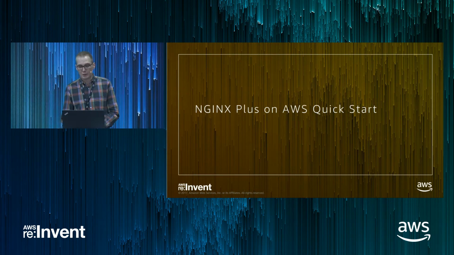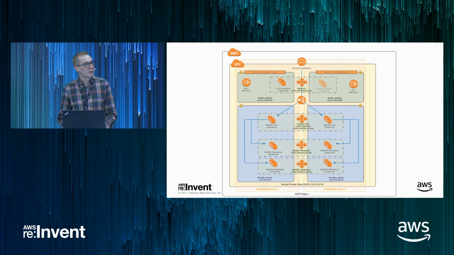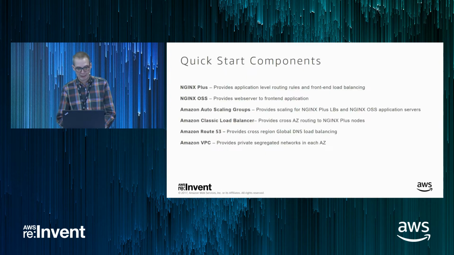So we just recently released a new version of our Quick Start, and this has been built as a good, easy, turnkey example of how we recommend you architect your application on AWS. You can see here this is the overall architecture in a given region. So we have two VPCs inside of a region in separate availability zones, with a classic load balancer at the front acting as the ingress point, and then all of our applications behind it.